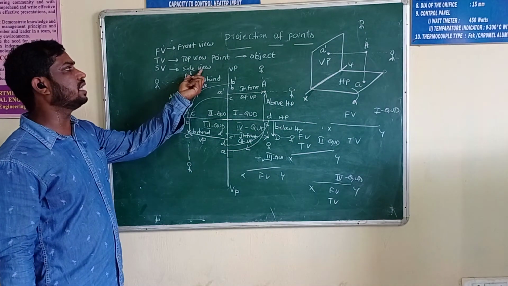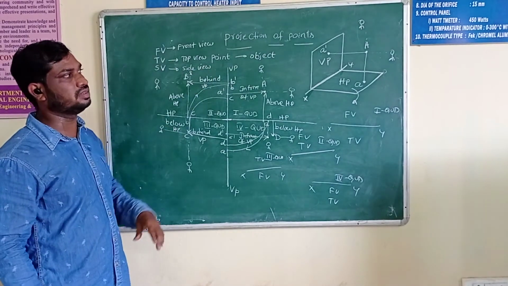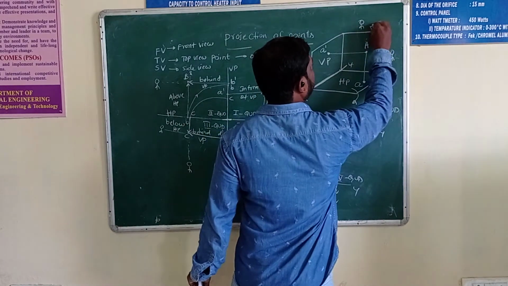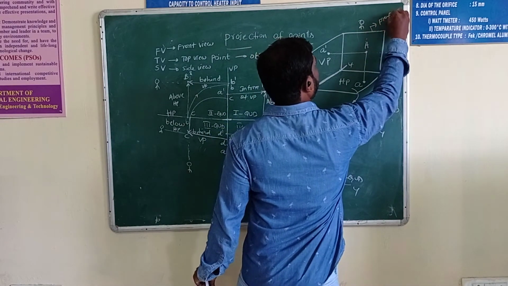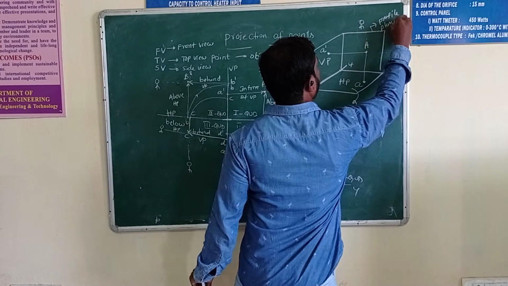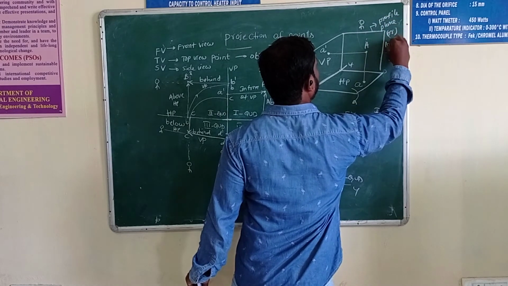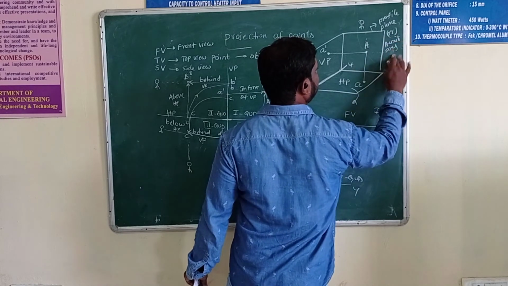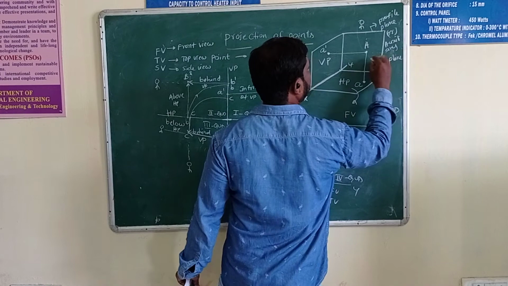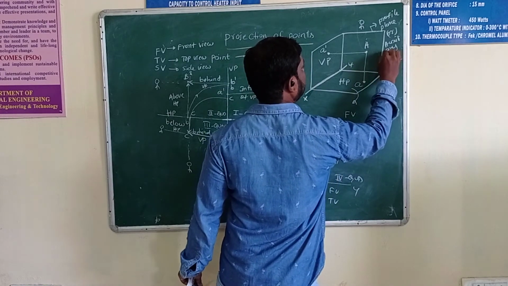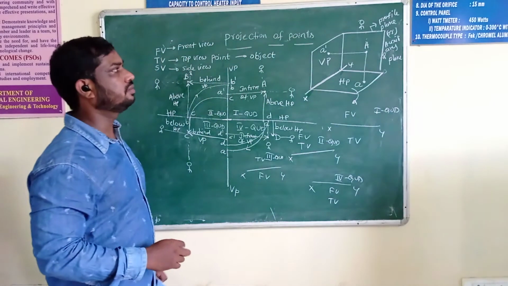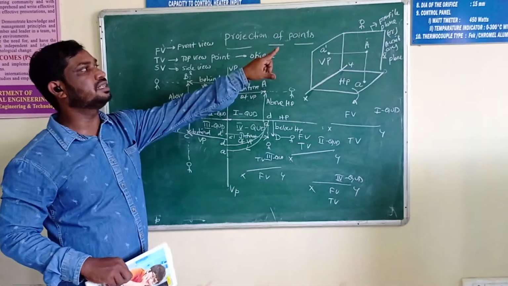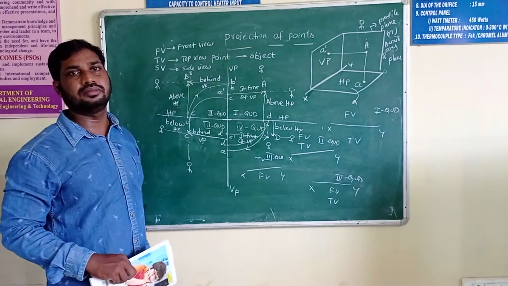And the side view: where we are getting the side view, if you join like this, we can call it the profile plane or auxiliary plane. You can call it the side view, auxiliary plane. From the front, that side we are getting. We are taking the plane, that is the profile plane, also called the auxiliary plane.